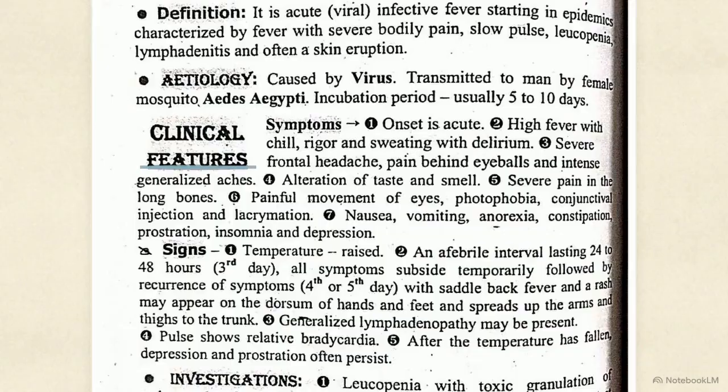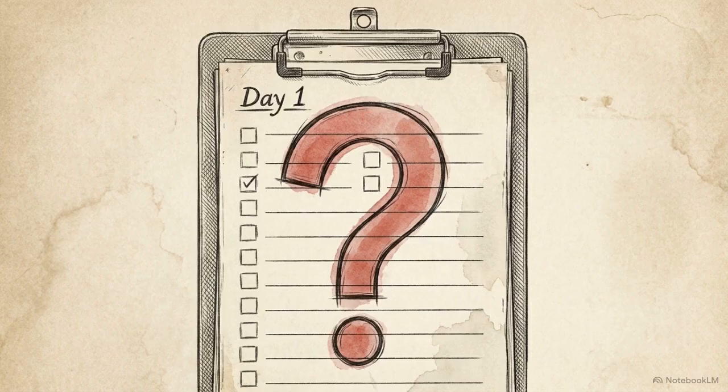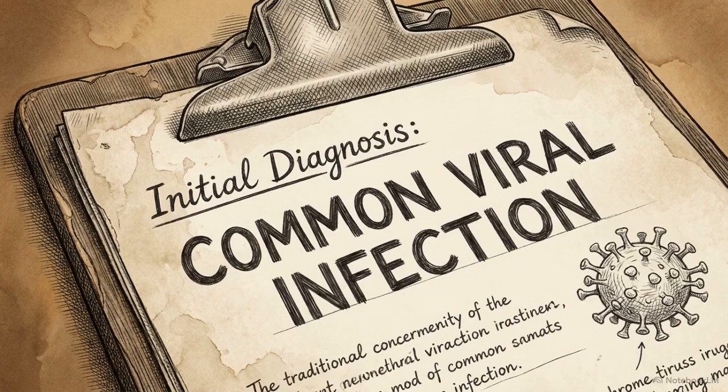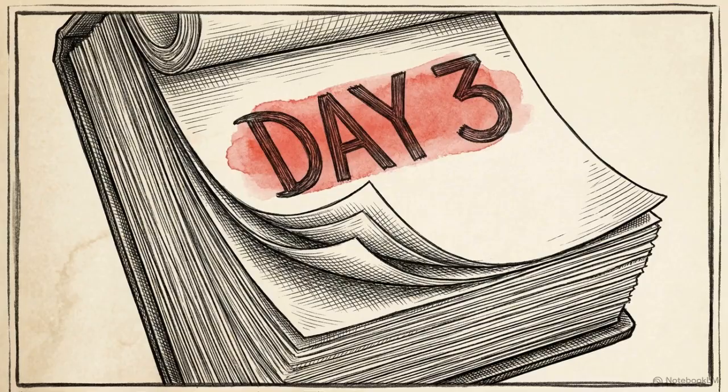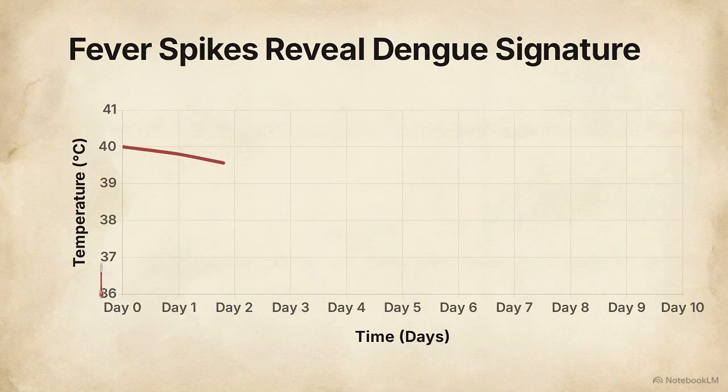Looking at the established medical literature on the clinical features of dengue, we see this exact triad recorded: severe frontal headache, pain behind eyeballs, and intense generalized aches. Yet, despite the severity of this pain, a day 1 presentation lacks an exclusive marker. It is easily and frequently misdiagnosed as severe influenza. Without a definitive diagnostic sign in this first phase, the clinician must watch closely for the physiological shift that occurs on day 3. On the 3rd day, the temperature plummets back to the baseline.